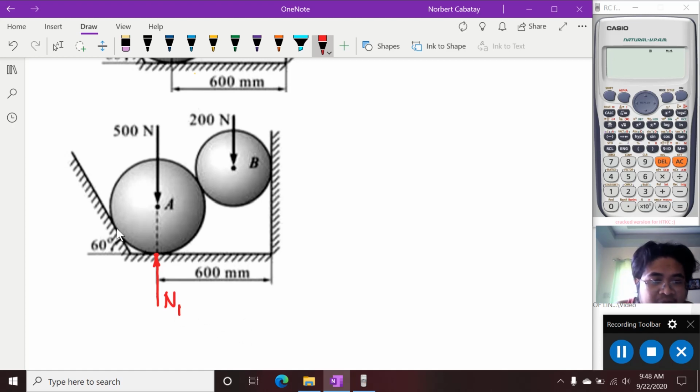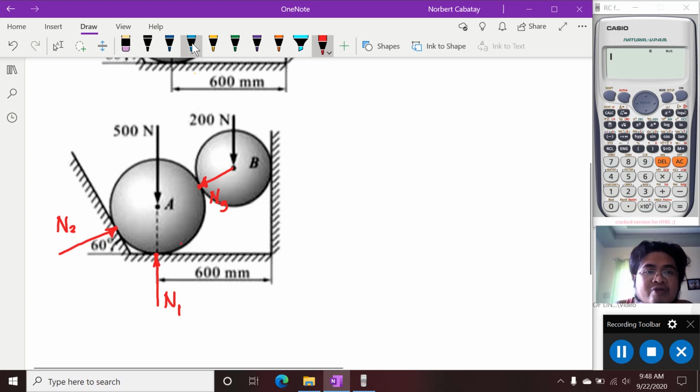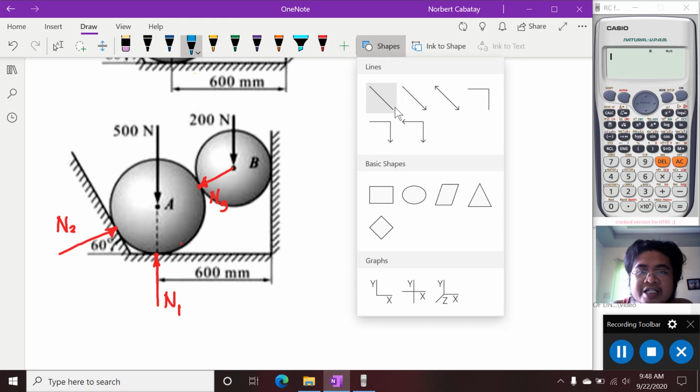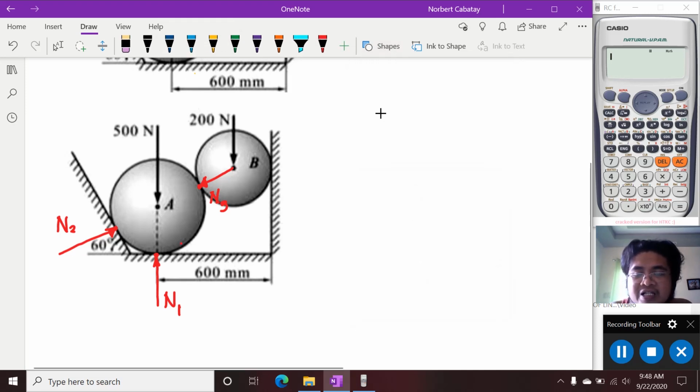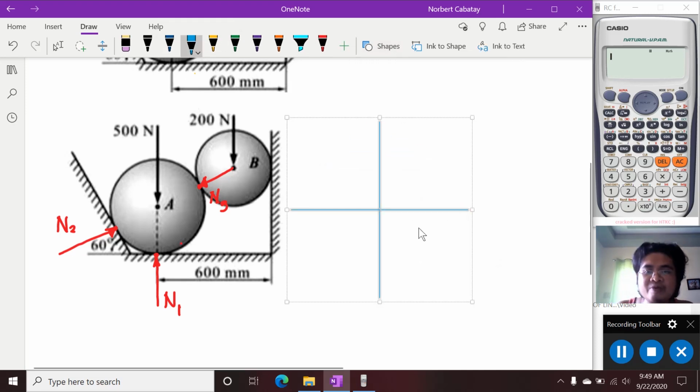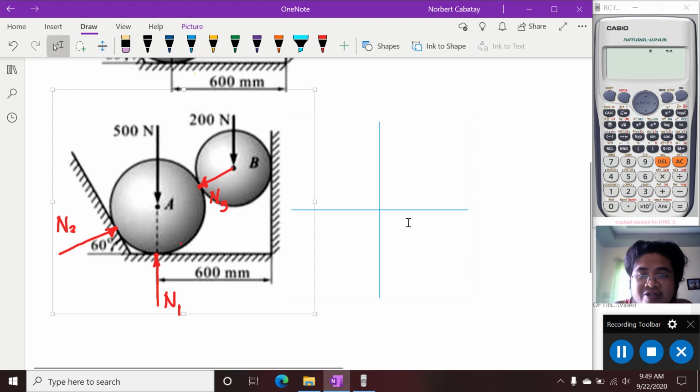Yan. Tapos, meron pa dito. So, this is normal force 2. And, syempre, nakalapat siya dito. Yung reaction ng B sa kanya, sabihin natin normal force 3. So, if we're going to create an axis or FBD for that, dito ko na lang ilagay, para ma-analyze natin ng ayos.